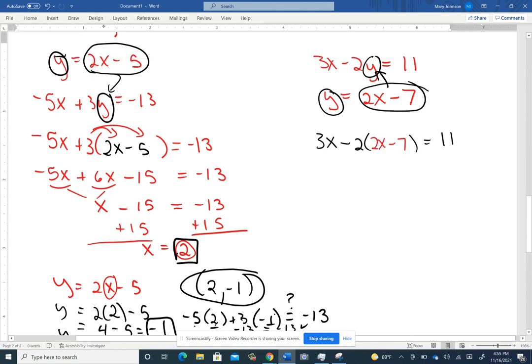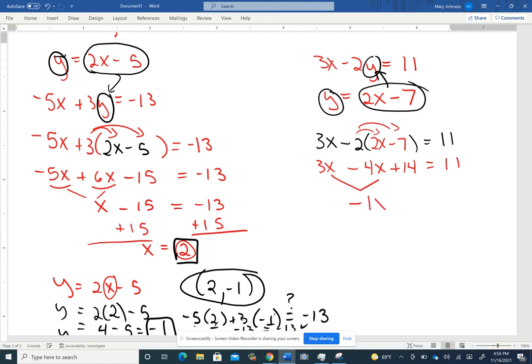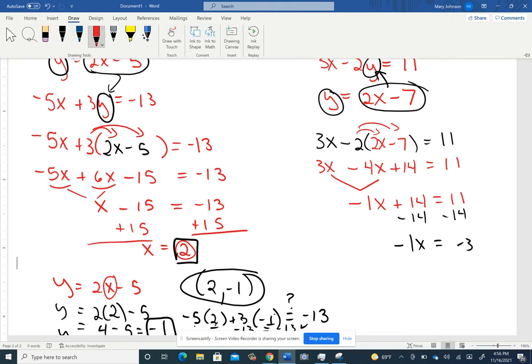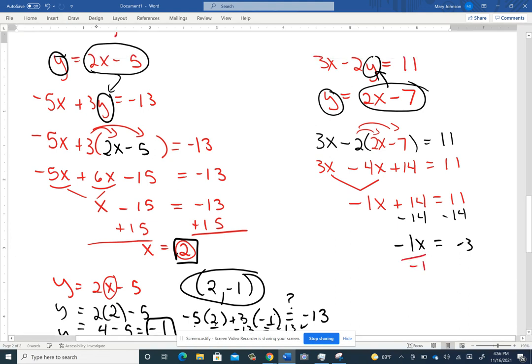And then I've got a chapter 2 type problem. So I'm going to take 3x, that'll be minus 4x plus 14 equals 11. That would be negative 1x plus 14 equals 11. So I'm going to subtract 14 from both sides, which gives me a negative 3 equals a negative 1x. And then to get rid of that negative, I'm just going to divide by it like I would if that had been a 2x out in front. I would have just divided by it. So that gives me x equals negative divided by negative would be positive 3.